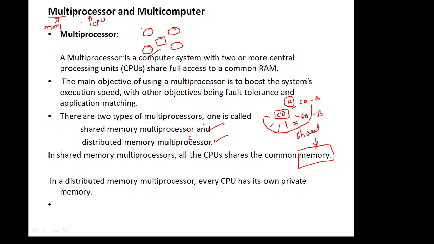If it is distributed, A section is taken by me, B section is taken by X, C section is taken by Y, like that. If I'm suffering, only A section will suffer at this point. B, C, D sections will run as usual. So I think you got my point. That is the shared memory and distributed memory.